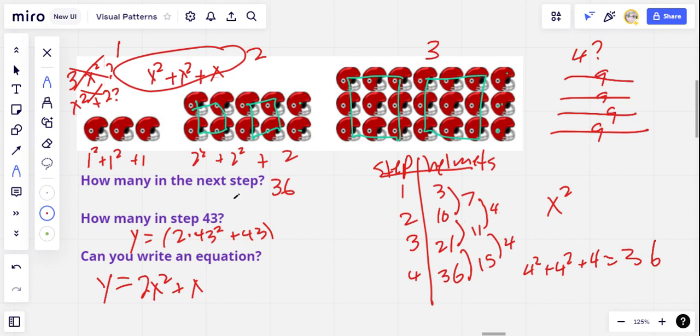So let's see, 43 squared is 1849, and we multiply that by 2. I think we're getting 3698 plus 43, which would be 3741. I think that's correct. That's a lot of helmets in step 43.